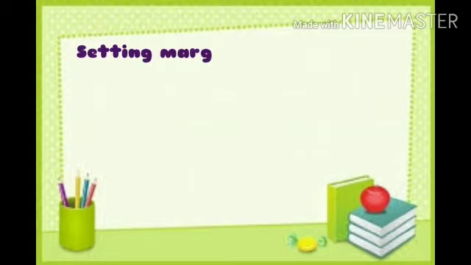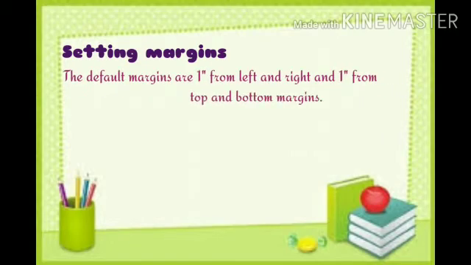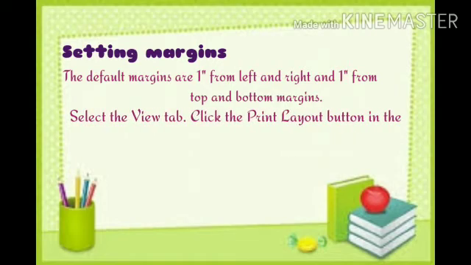Next is setting margins. Margin refers to the amount of space which is left from the edge of a paper where the text actually begins to appear. MS Word allows to set the margins on all four sides of a document, that is top, bottom, left and right. The default margins are 1 inch from top and bottom and 1 inch from left and right margin.